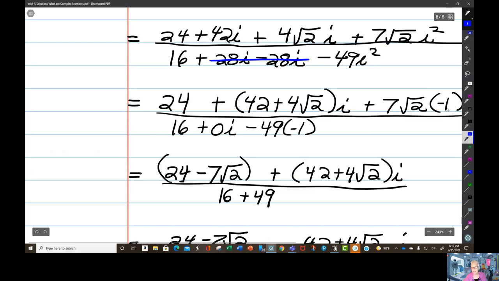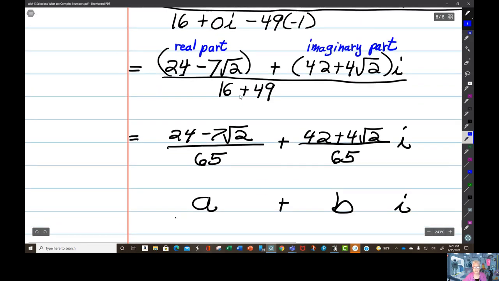Over here, i squared is negative 1. So the real parts, this is a real number now. It's just a real ugly number. That's a math joke. I'll have 24 minus 7 times the square root of 2. This is my real part, and I grouped it together. So now I have my real part and imaginary part. Over 16 plus 49, which is 65. I take the real part, I put it over 65, plus the imaginary part and put it over 65.